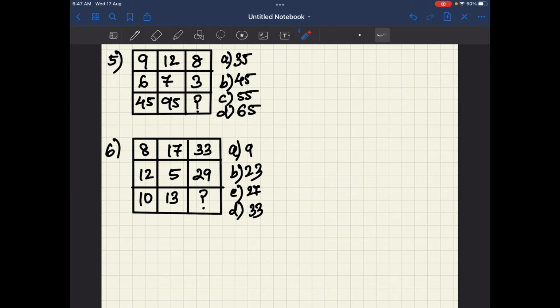So the answer is 8 square minus 3 square equals 64 minus 9 equals 55. Option C.